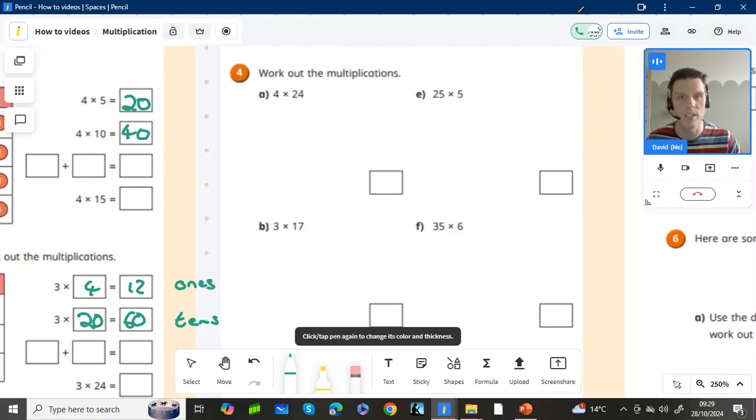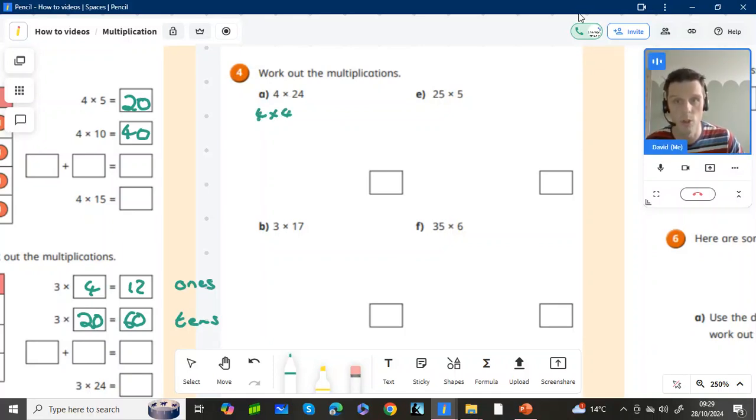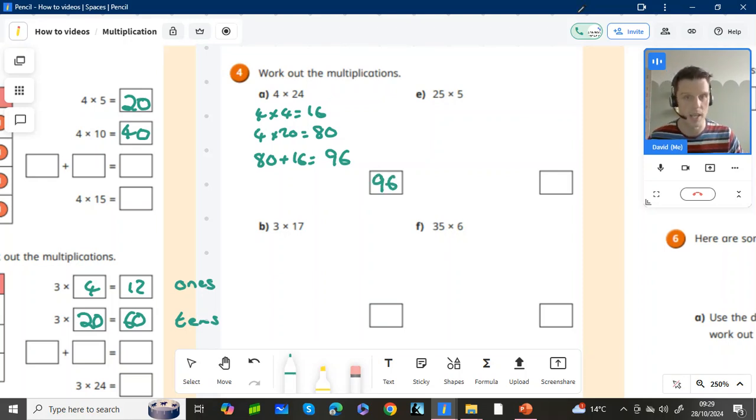So here, I'm going to model how to answer this question. So we know that 24 partitions into 20 and 4. So we're going to multiply the ones first, then the tens, and then we're going to add it together. So 4 times 4 equals 16, and 4 times 20 equals 80. So then we add them together. 80 plus 16 equals 96. So my answer is 96, which I write in the box here.